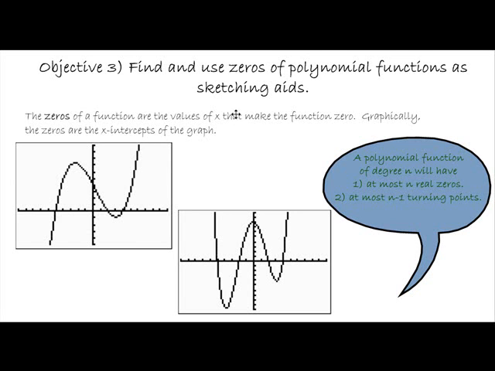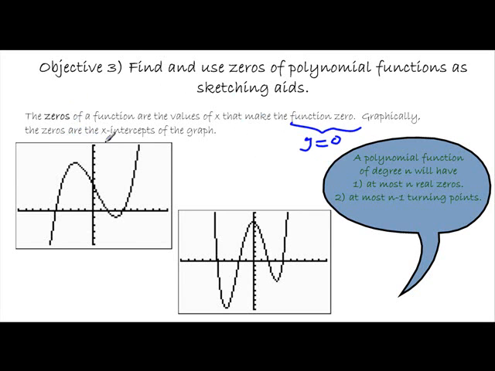Hi, the objective of this video is to show you how to find and use zeros of polynomial functions as sketching aids. So let's first review what a zero of a function is. The zero of a function is a value of x that makes the function zero. So real important here is that the zero is the input that makes the output zero. Okay, so we're talking about what value makes y equal to 0.